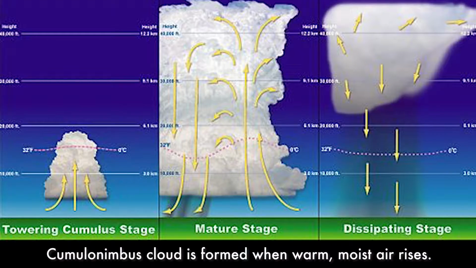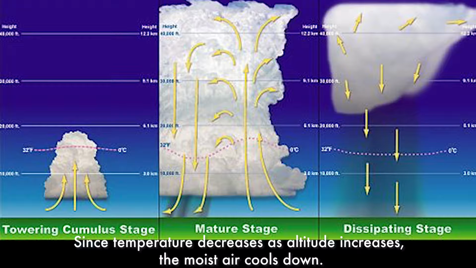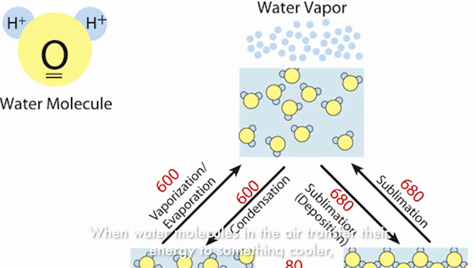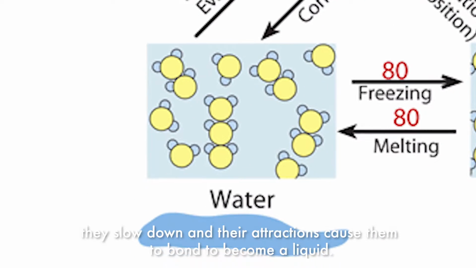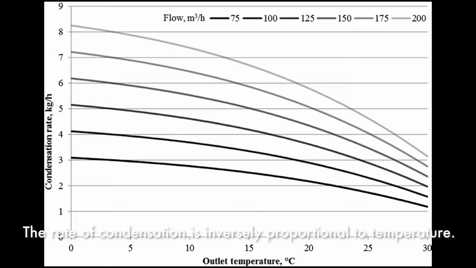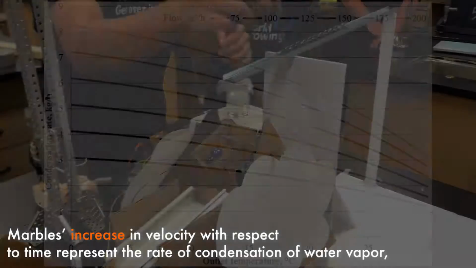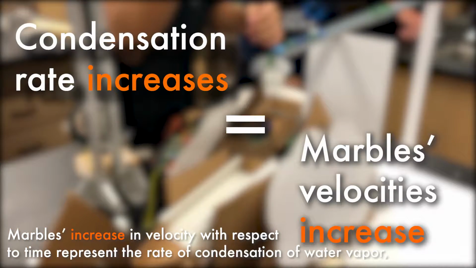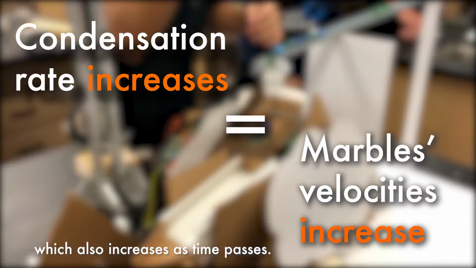Cumulonimbus cloud is formed when warm, moist air rises. Since temperature decreases as altitude increases, the moist air cools down. When the water molecules in the air transfer their energy to something cooler, they slow down and their attractions cause them to bond to become a liquid. The rate of condensation is inversely proportional to temperature. Marbles' increasing velocity with respect to time represents the rate of condensation of water vapor, which also increases as time passes.